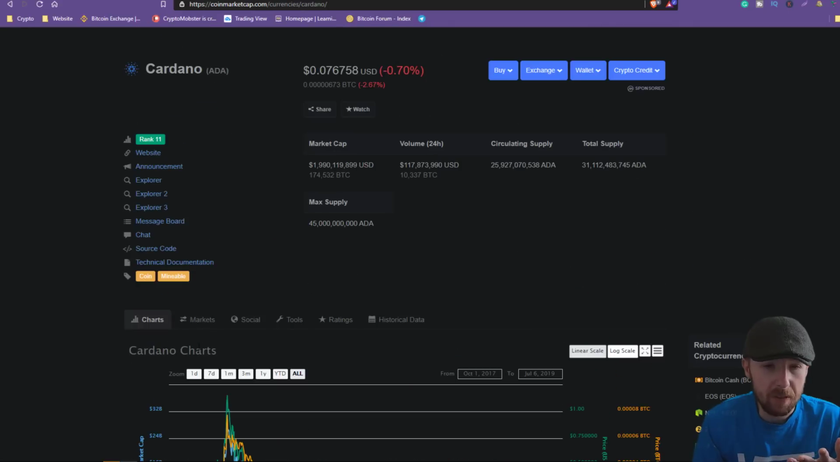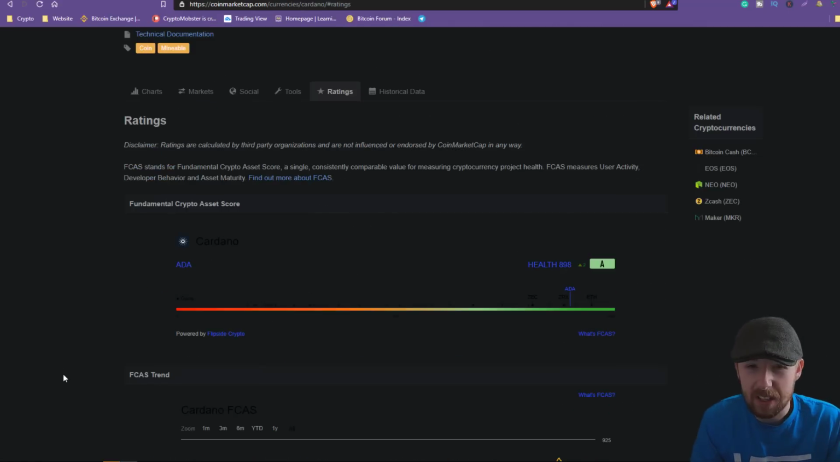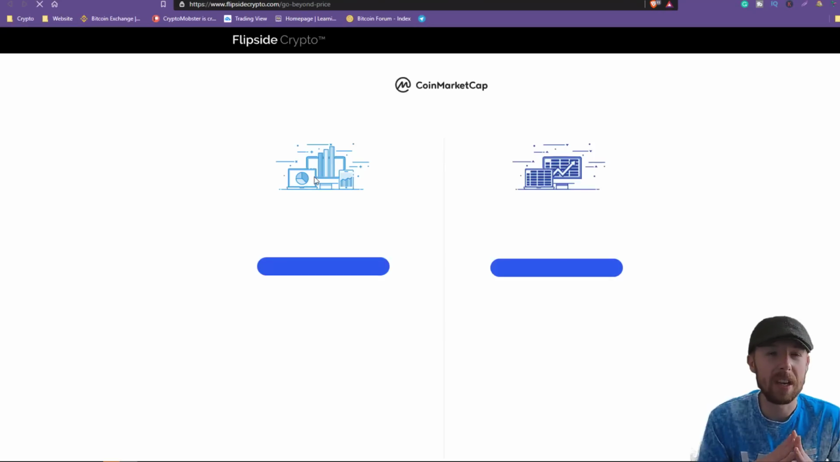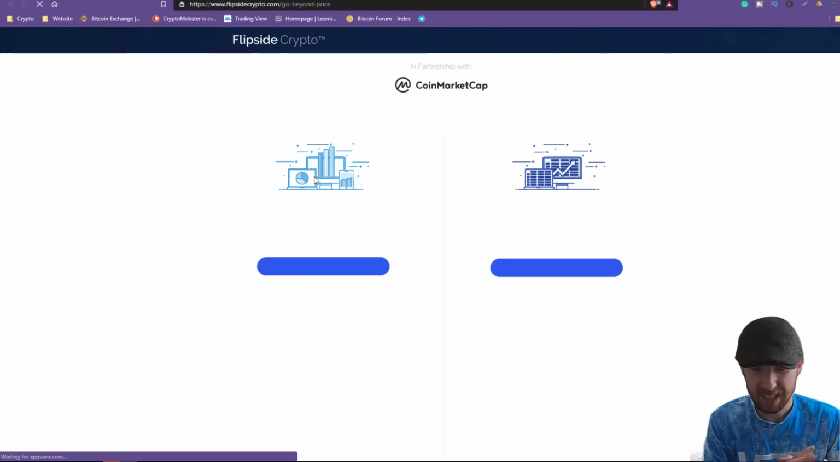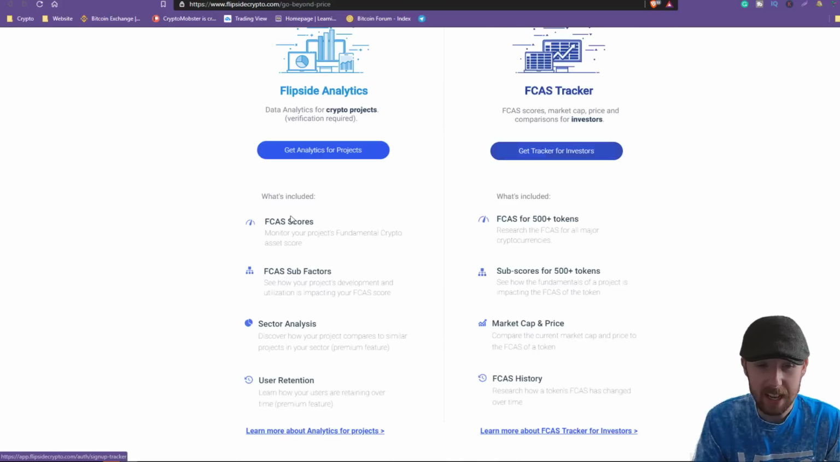But also, you can find out how they are doing as a rating. Now, this is a bit different. This is relatively new, and you can see how much they have been rated by an external company. FCAS is a fundamental crypto asset score. This is done by an external website, which I'm just going to go to here, Flipside Crypto, and they rate coins based on fundamentals, this, that, and the other, and you can get full-on tracking scores. It's pretty neat, actually.